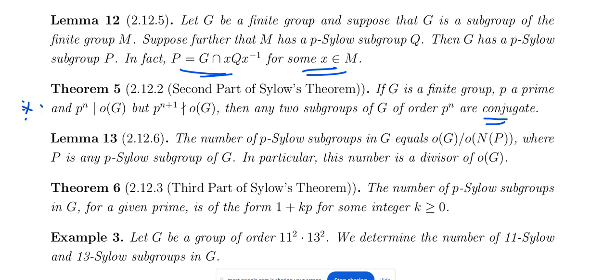The number of P Sylow subgroups in G is equal to the order of G divided by the order of the normalizer of P, where P is any P Sylow subgroup of G. This number is a divisor of the order of G. And the number of P Sylow subgroups in G for a given prime P is of the form 1 plus kP, for some integer k greater than or equal to 0.